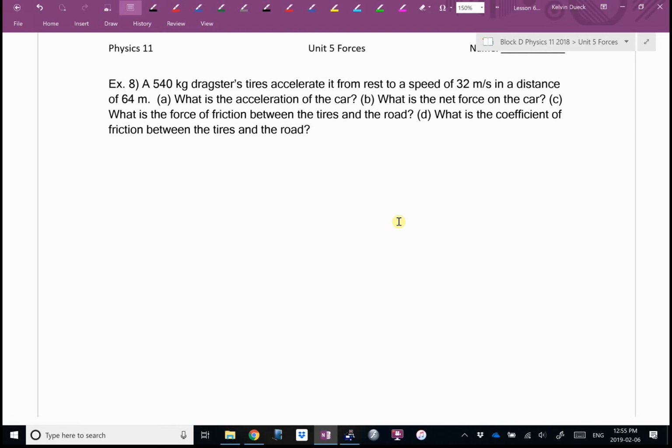It says this: a dragster's tires accelerate it from rest to a speed of 32 meters per second in a distance of 64 meters. A says what's the acceleration of the car, B says what's the net force on the car, C says what's the force of friction between the tires and the road, and D says what's the coefficient of friction. I'm taking the question that we did last and I'm just expanding it. Now we're not going at a constant speed and I'm making you do some thinking.